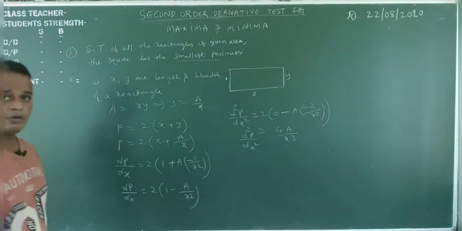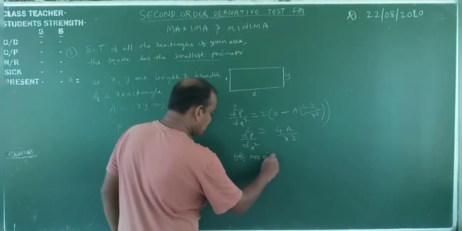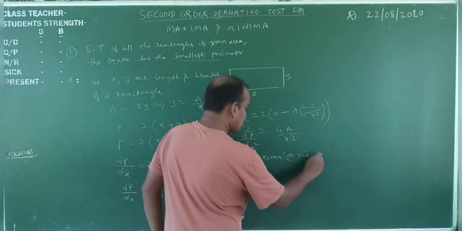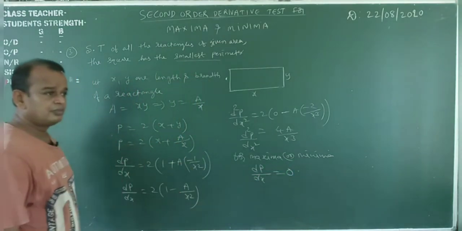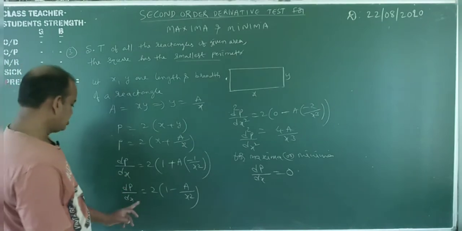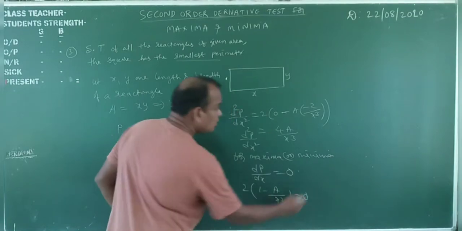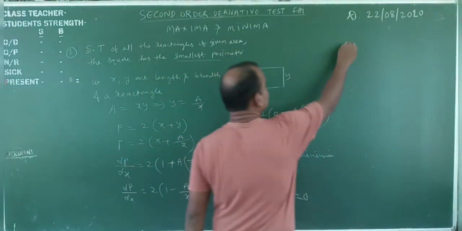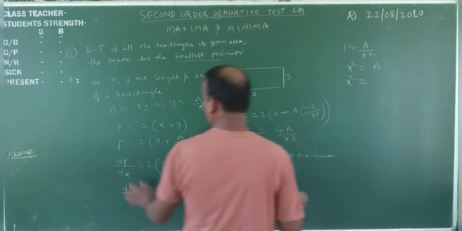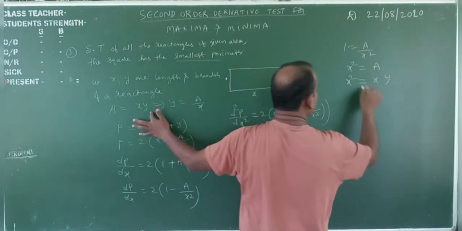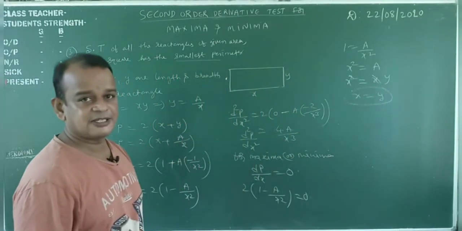Now for critical points, that is for maxima or minima, the first order derivative is equal to 0. What is the first order derivative? dP by dx is equal to 0. So 2 into (1 minus A by x square) is equal to 0, which gives 1 is equal to A by x square. Now x square is equal to A, and A is equal to x into y. X cancels, therefore x is equal to y.